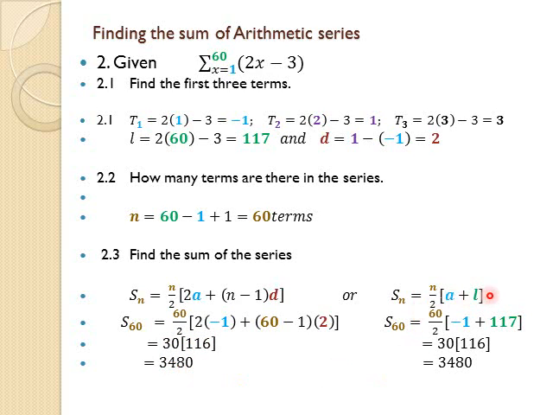If I use the a plus l formula, n again is 60, 60 divided by 2 is 30. A is minus 1, and my last term is 117. 117 minus 1 is 116, times 30 gives me 3,480.